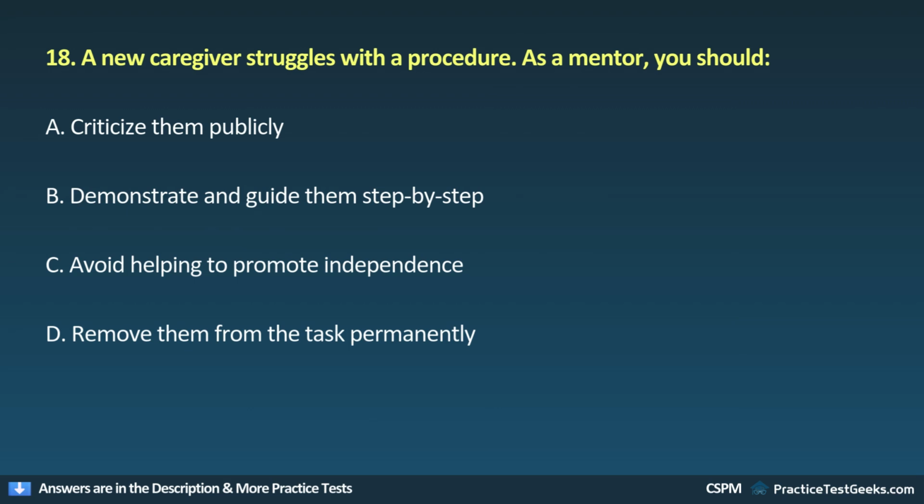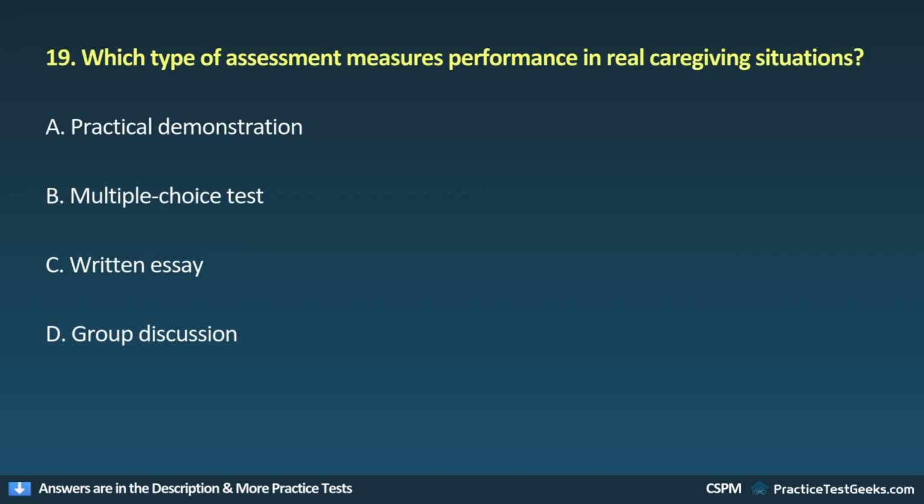18. A new caregiver struggles with a procedure. As a mentor, you should A. Criticize them publicly. B. Demonstrate and guide them step by step. C. Avoid helping to promote independence. D. Remove them from the task permanently.